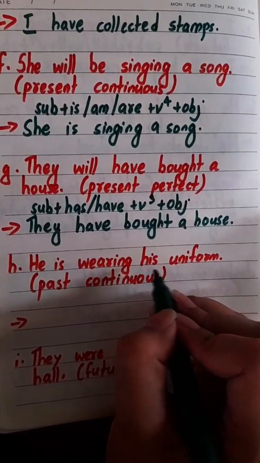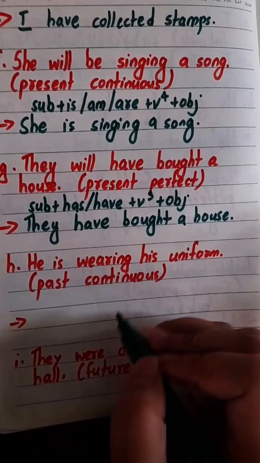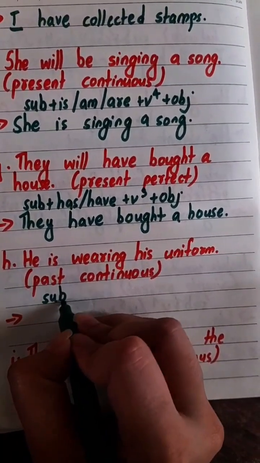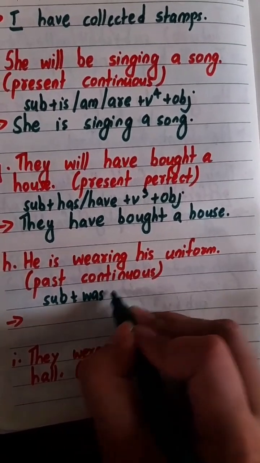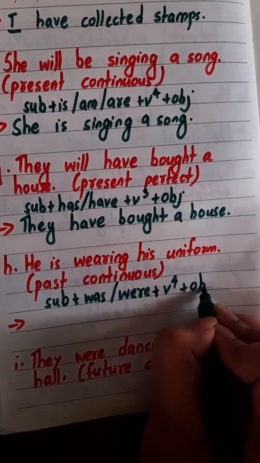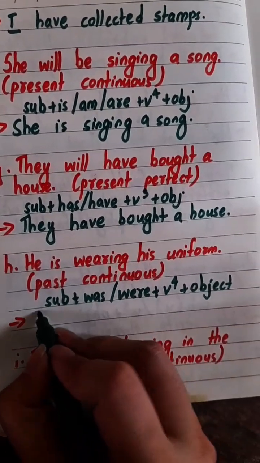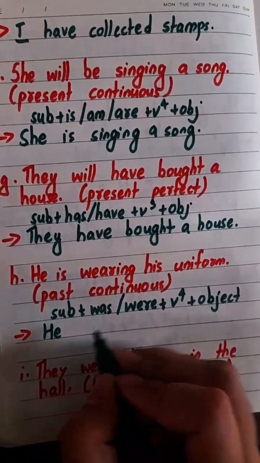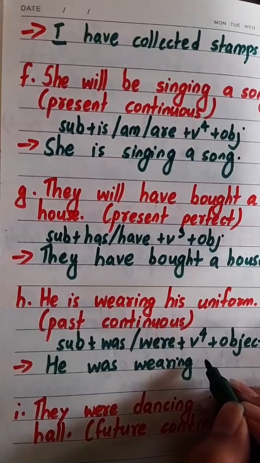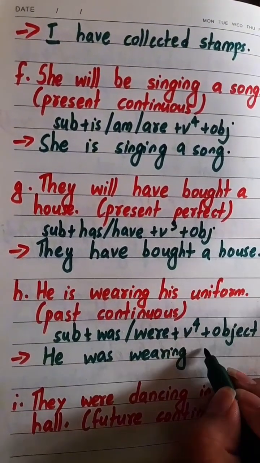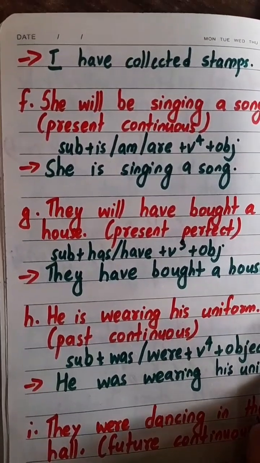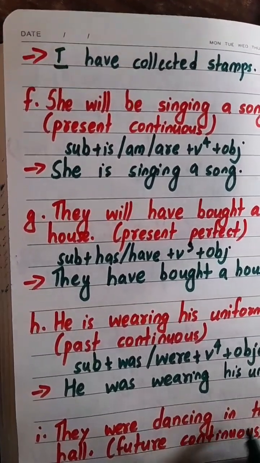He is wearing his uniform. Past continuous. So we need to change this into past continuous. So the structure of past continuous is subject plus was or were plus V4 plus object. So here subject is he. He is a singular subject. So we need to use was. Then verb 4. So he was wearing. His uniform is the object. So he was wearing his uniform.